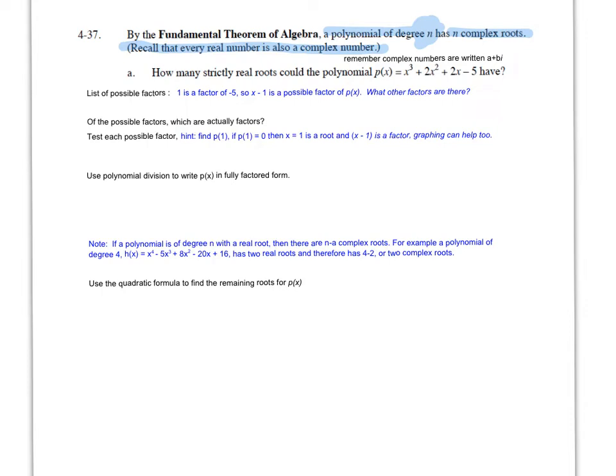So in P of x equaling x cubed plus 2x squared plus 2x minus 5, we want to list all of the possible factors that can occur. Now, in order to find the possible factors, you need to use something called the rational roots theorem. And that's on the math notes for this section, and it's at the end of our slide presentation or at the end of the lesson.